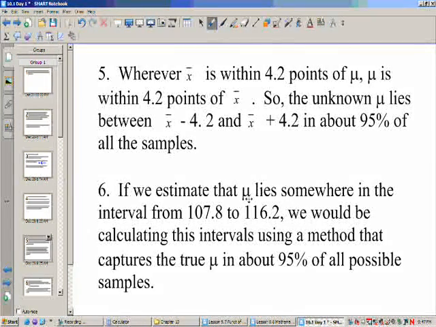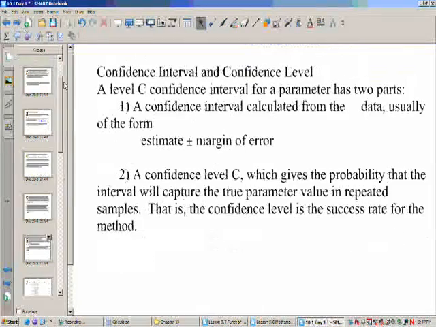So if we estimate mu lies somewhere in the interval of 107.8 and 116.2, we would be calculating this interval using a method that captures the true mean in about 95% of all samples. Alright, so this is what we call a confidence interval and confidence level. Our confidence level on the previous problem was 95, and the range that they gave was an interval.